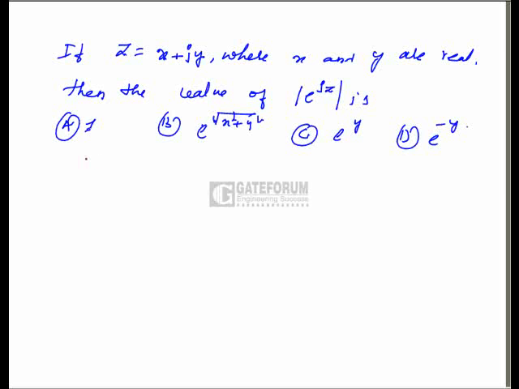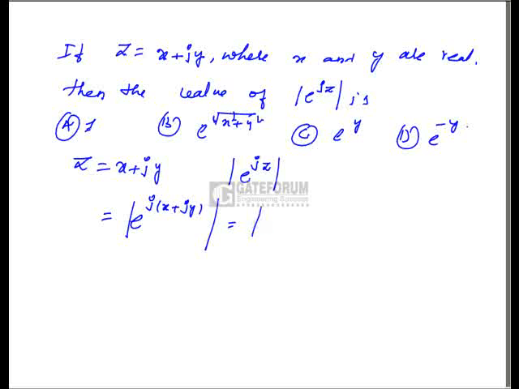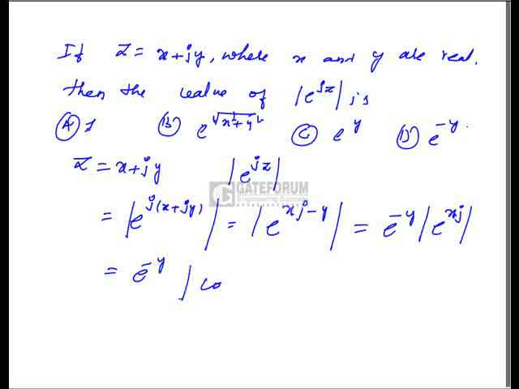In this problem, it is given that z is equal to x plus jy, where j is a unit vector and x and y are real numbers. Now we have to find the value of modulus of e power jz. Now we know that z is given as x plus jy. So we'll substitute them. That is equal to e power xj minus y, since j square is minus 1. Now this can be written as e power minus y into e power xj, which is equal to e power minus y into cos x plus j times sin x.